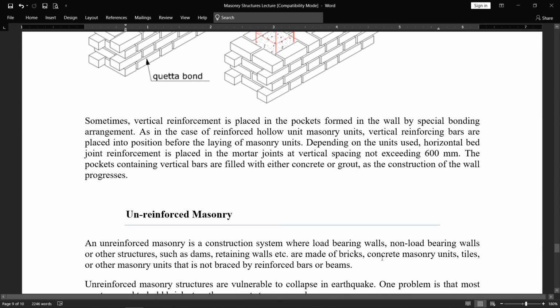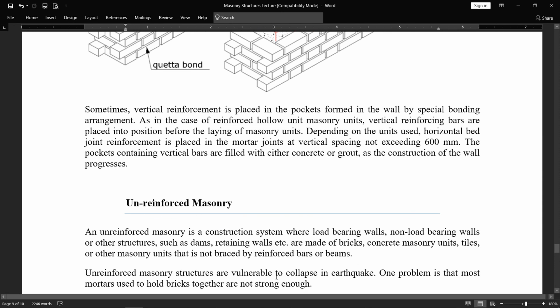Now the last one is the unreinforced masonry. Basically, we started the topic reinforced masonry and unreinforced masonry. I have discussed the three types of reinforced masonry. Now I will discuss the unreinforced masonry, which is again most commonly used in our areas. An unreinforced masonry is a construction system where load bearing walls, non-load bearing walls, or other structures such as dams, retaining walls, etc. are made up of bricks, concrete masonry units, tiles, or other masonry units that are not braced by reinforcing bars or beams. All wall types without reinforcement are called unreinforced masonry.